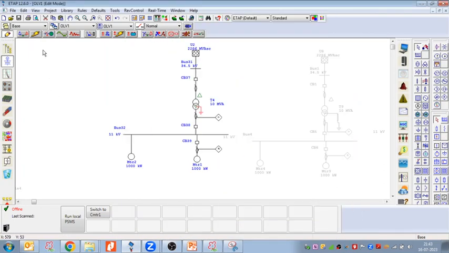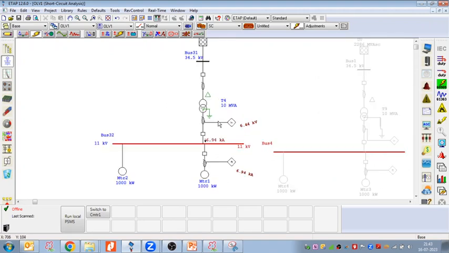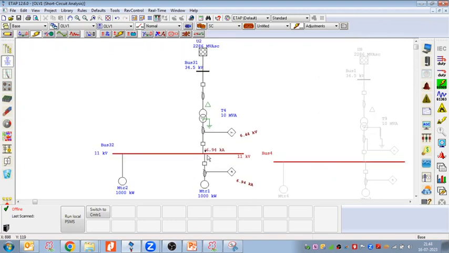And if any line to ground fault occurred in that system, then what would be the current and what would be the voltage? Let us see. If I simulate the short circuit in this system, I'm taking the 60909 standard, right? And if I run the short circuit, here we can see 6.94 kiloampere fault current, and the fault I'm taking on the 11 kV bus.